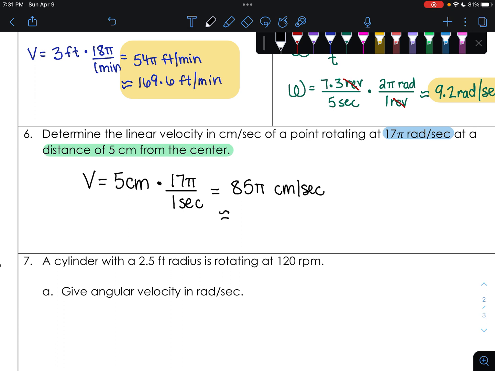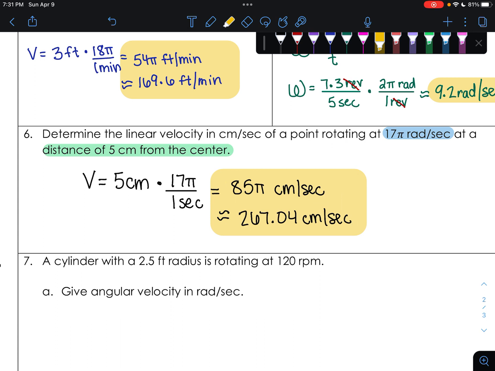If we wanted the decimal version of it, we would do 35 times pi, and we would get 109.96 centimeters per second. Again, the units of measure are super important. That is the big part of this. Without them, you can't get any credit for these types of questions.